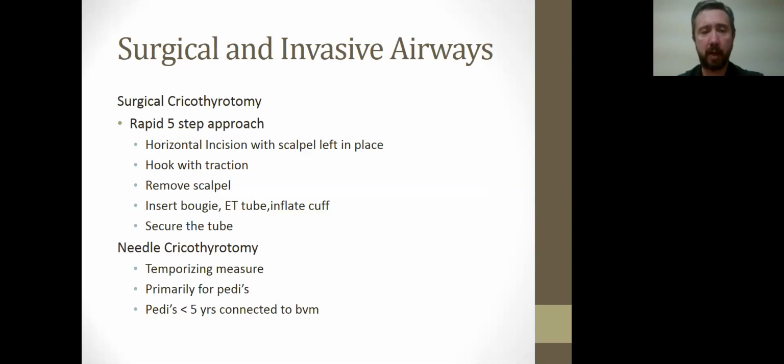Secure with tape as you would, and then ventilate, watching everything else that you would normally watch, compliance, end-tidal CO2, and so forth. Needle cricothyrotomy is not a definitive care. It's only temporizing. It's primarily for our pediatric patients. Typically what you do is you would grab the tip of a size 3 ET tube, and once you've made your needle cric, you put that size 3 ET tube tip into that angiocath, which would give you a connection to ventilate that patient.